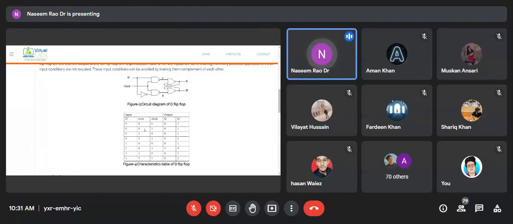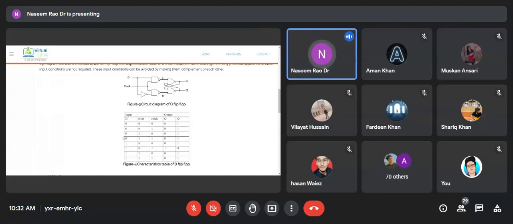If we put reset and clock pulse 0, the output will be 0. If we put the delay also 0 0, so this is basically 0 and 1, this is 0 0, 0 and the output is also 0. The complement is 1. If we put 0 0 1, the output is also 0. The complement is 1.